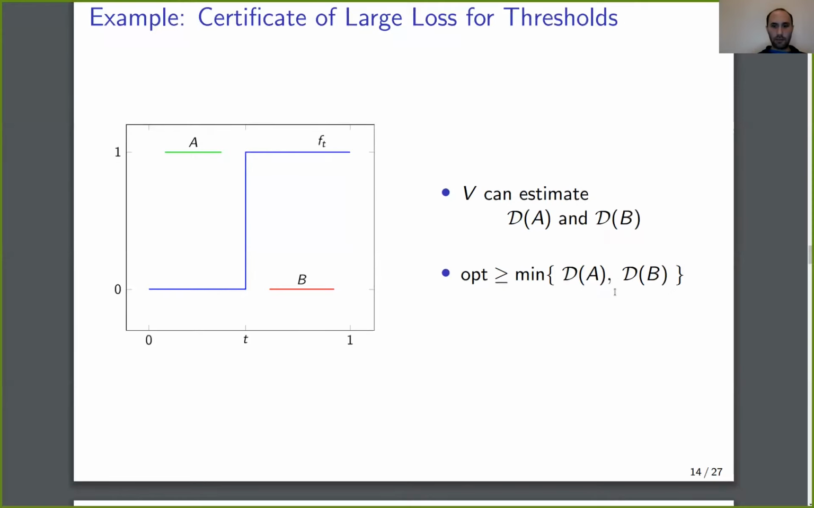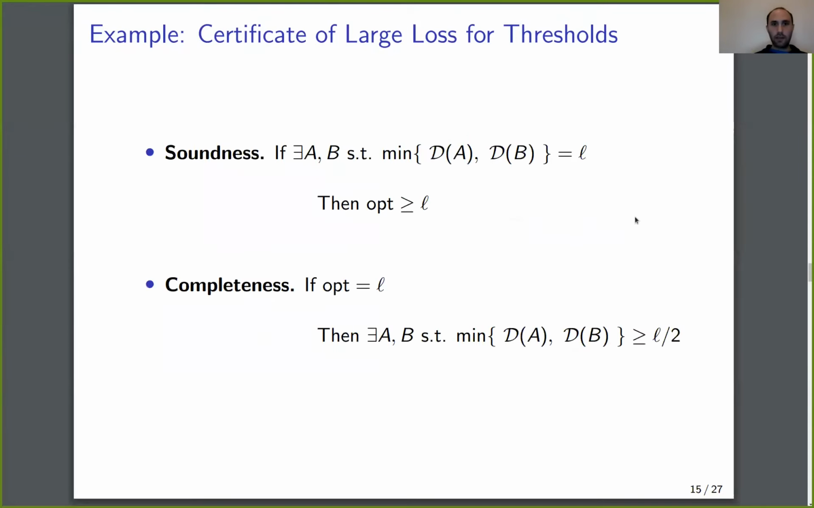So what we get this way is basically an interactive proof where the prover sends these sets A and B, and it satisfies soundness and completeness. Soundness says that if there exists a certificate A and B such that the minimum between the weight in A and the weight of B equals L, then opt is at least L, exactly for the reason I just stated: if you classify one point in A correctly, you classify all points in B incorrectly.